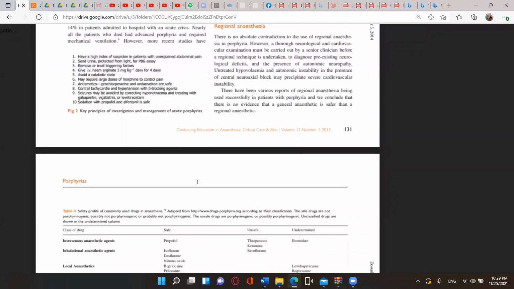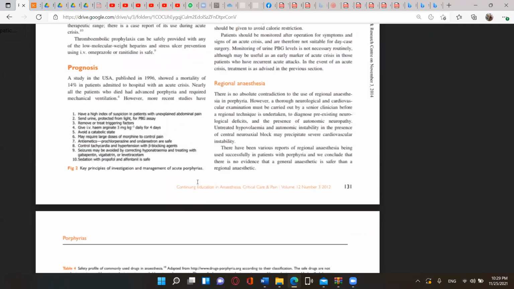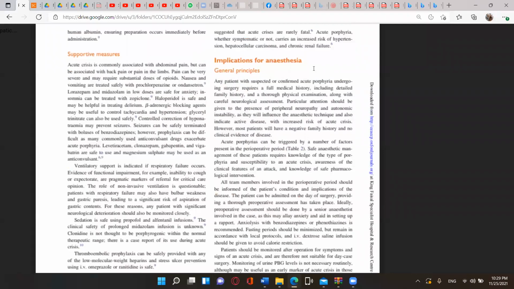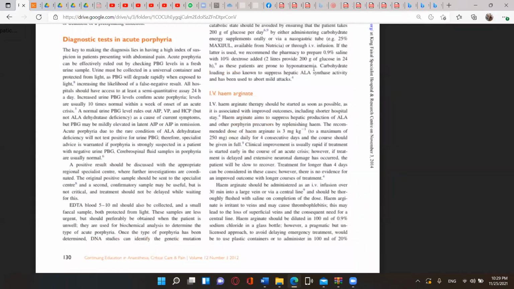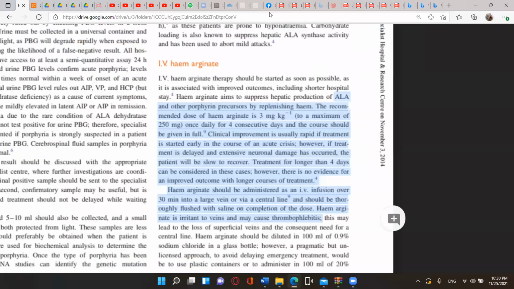And the other question, as I told you, is how will you manage it? Okay, so this heme arginate, you should have a look at what is the mechanism of action of heme arginate. Okay, it should be started as soon as possible. It is associated with improved outcomes, including shorter hospital stay. It aims to suppress hepatic production of ALA, which is the problem here, precursors, by replenishing heme. Okay.